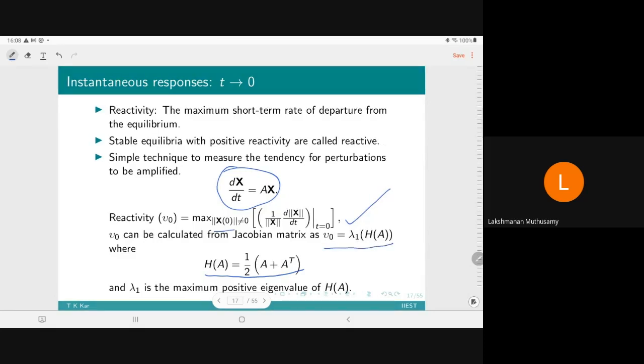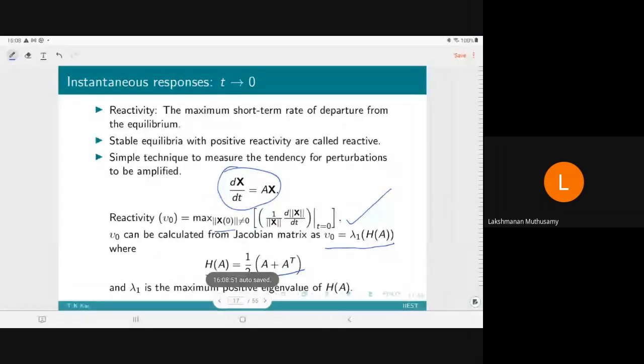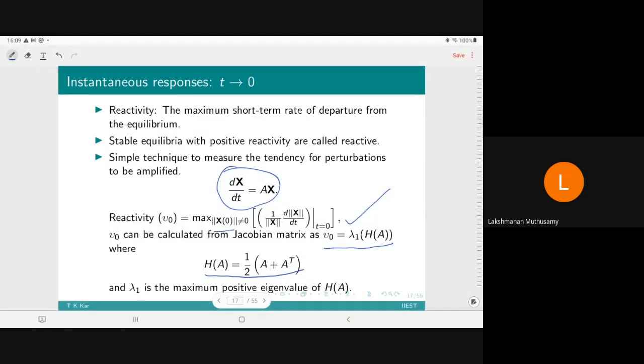So I would remind you that the eigenvalue of A determines the asymptotic behavior, and the eigenvalue of H, the Hermitian part of the matrix A, determines its instantaneous behavior. So both the asymptotic and instantaneous behavior can be determined using eigenvalue analysis, but the first one from the linearized matrix and the second one from the Hermitian part of the linearized matrix.